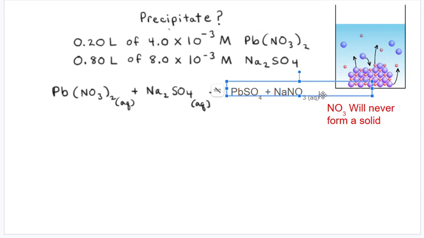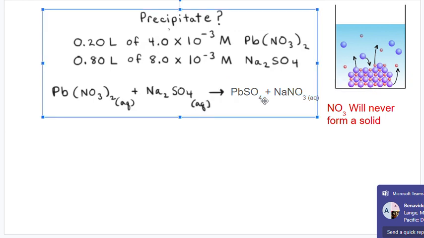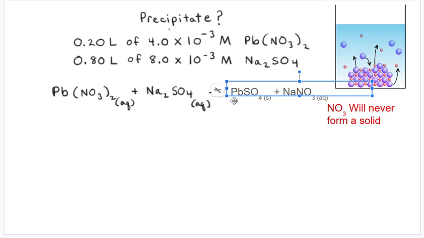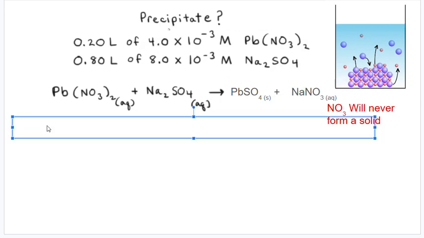The other thing that I know is that PbSO4, lead likes to form solids. I know that because I've seen that a lot in chemistry. You guys don't know that, but lead likes to form solids. So if somebody's asking you, hey, is one of these going to form a precipitate or a solid, you can look at this, finish the double replacement reaction and say, oh yeah, it probably will, and it's probably going to be lead.